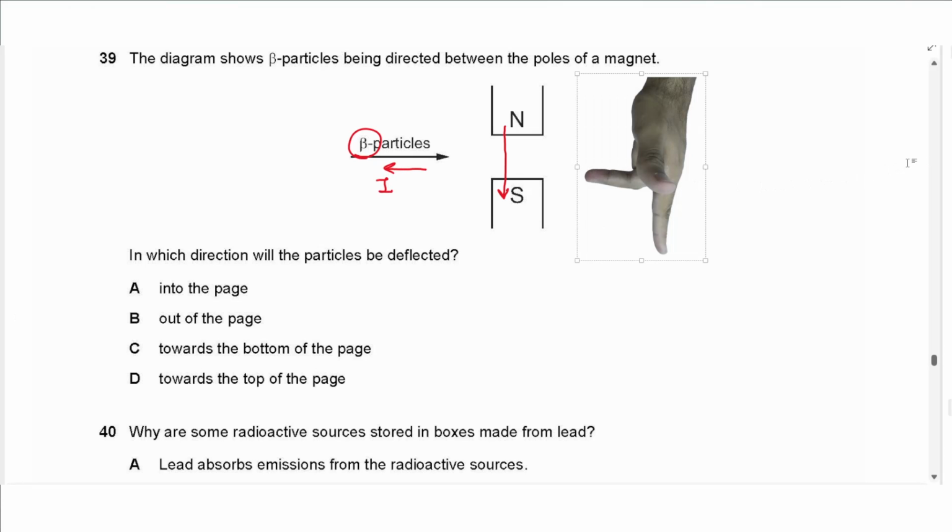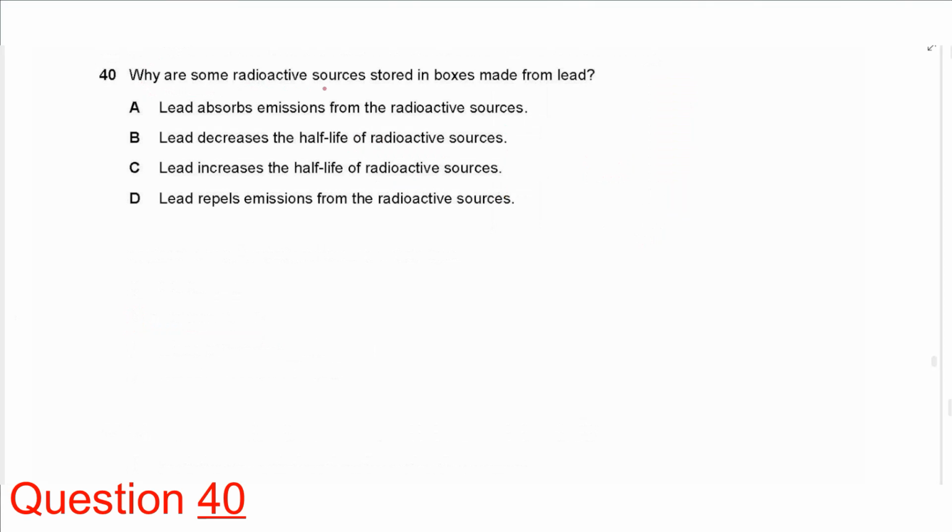Using Fleming's left-hand rule here, we have the current to the left shown by the middle finger and the index finger showing the direction of the magnetic field. The thumb is pointing out of the page, so we say out of the page is the answer, so we choose B. Question 40 says, why are some radioactive sources stored in boxes made from lead?